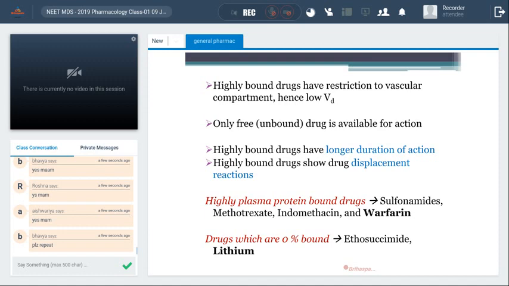If there's a drug which is highly plasma protein bound, which means a lot of it is bound to plasma protein, slowly it is releasing the free form, which means the drug becomes longer acting. So highly plasma protein bound means a longer duration of action, and highly bound drugs show drug displacement reactions, which means there are drugs which are binding to the same plasma protein. One drug is already bound. When the next drug is given, it will come and displace that particular drug from the plasma protein. So that drug's free form increases, which may result in toxicity.